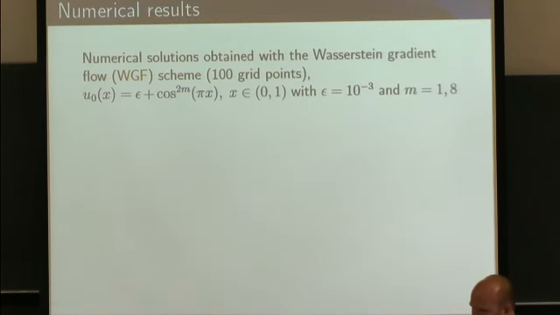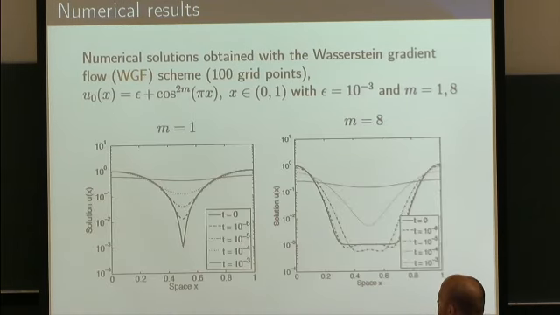Here on a grid with 100 grid points, we use the following initial condition with a small parameter epsilon, 10 to the power -3, and here the cosine with some exponent. On the left we have the exponent with m = 1, on the right hand side with m = 8. So here we have the recovered quantity of interest, the solution u over the space interval x, and the bold line in both cases is the initial condition. On the left hand side you see that there's one minimum, and then the solution relaxes very fast on a very small time scale to the constant steady state.